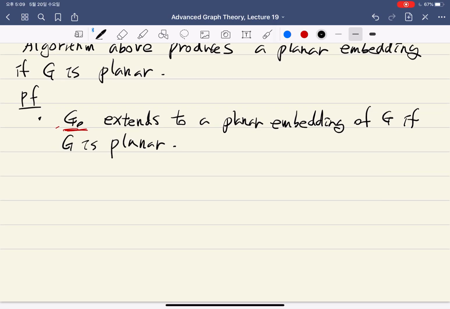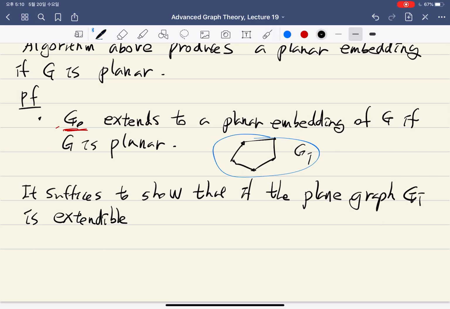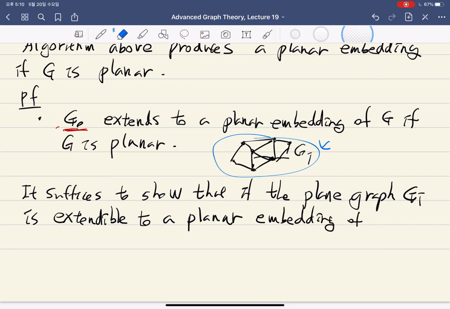So what we want to show is the following. The plane graph GI is extendable. Extendable means that once you have an embedding of GI, and then you embed the rest of the graph G, which, this part is already fixed, we don't change it. And then the remaining part we embed in a certain way that coincides with the embedding of GI, so that the entire embedding we get is a planar embedding. That means it's extendable to a planar embedding of G.